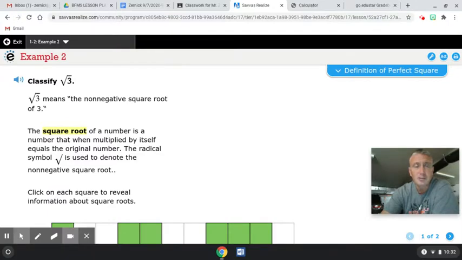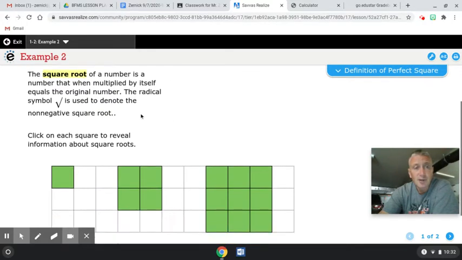There's not a lot of work to do in this. You just have to know how you're classified as a perfect square, and I'll explain this to you a little bit to make it nice and easy for you. It says classify the square root of 3. The square root of 3 means the non-negative square root of 3. Non-negative just means that it's positive.